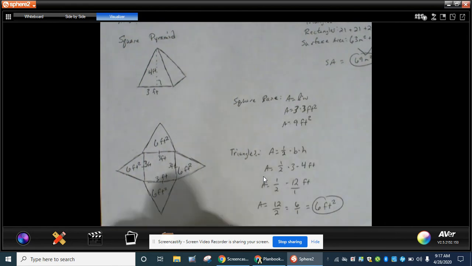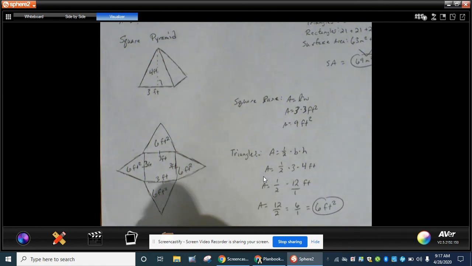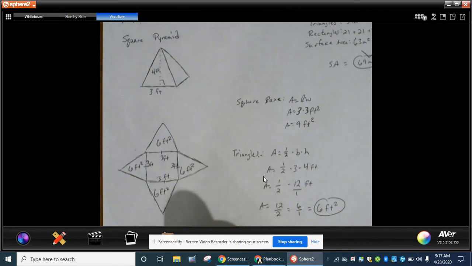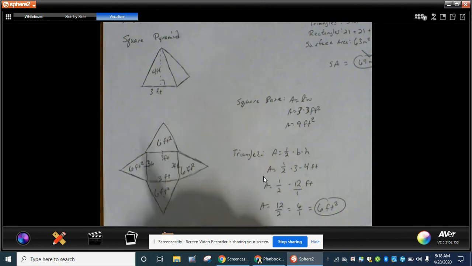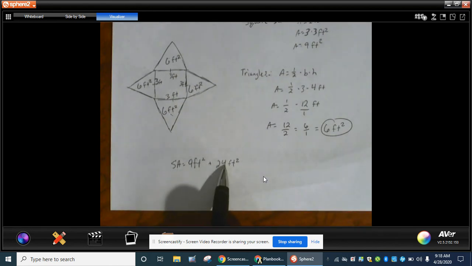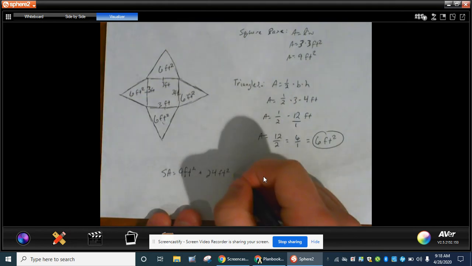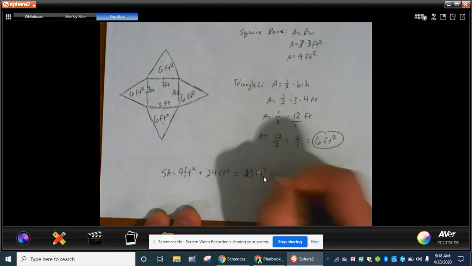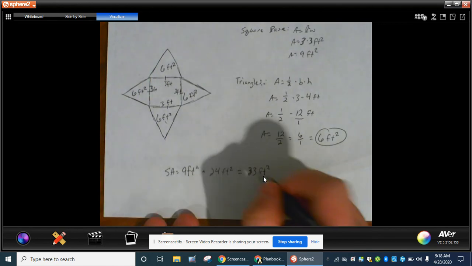So let's take all of our measurements for surface area. Surface area is the area of all the faces. I have my square base, which is 9 square feet, and I have 4 sides of 6 square feet, so that is going to be 24 square feet. I'm sorry, I didn't realize y'all couldn't see that. My apologies. This is my square base. These are my triangular sides, the area of all those. I add these up and I get 33 square feet is my surface area for this square pyramid.